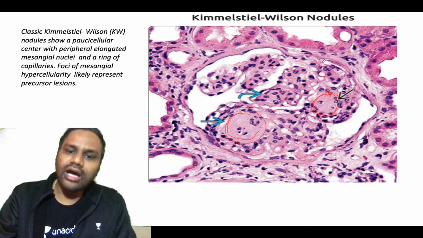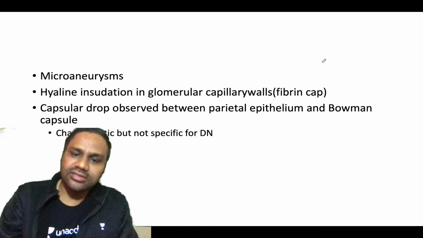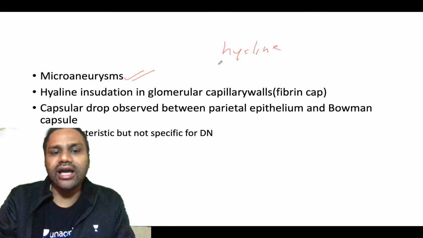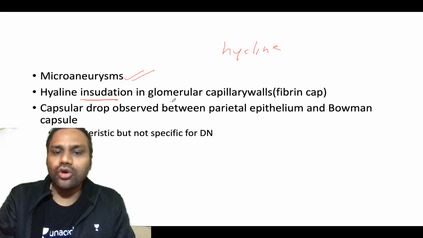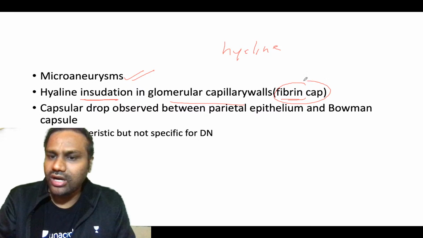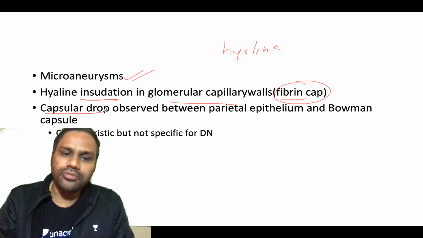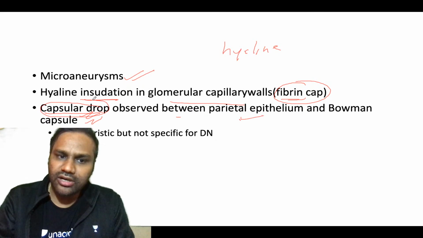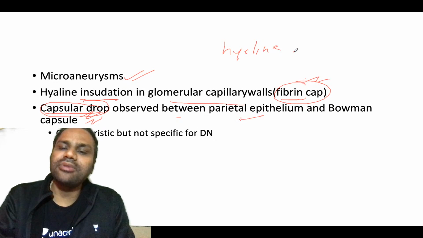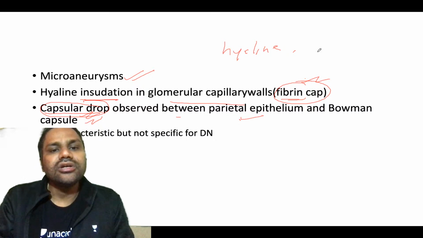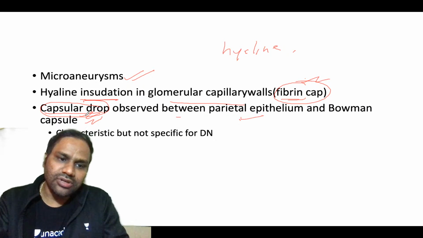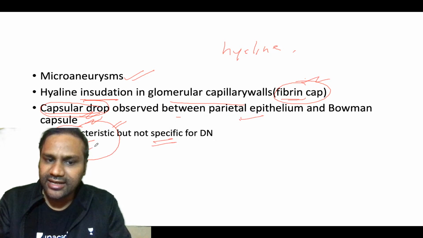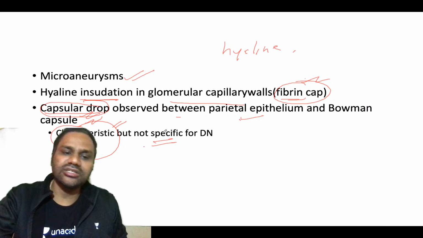Now coming to the other things which you can see, microaneurysm. You can see hyaline insudations in glomerular capillary wall that are known as fibrin caps. Also you can see capsular drops, which are absorbed between the parietal epithelium and the Bowman's capsule. So you can see capsular drops, fibrin caps, and Kimmelstiel-Wilson nodules. Remember these capsular drops are characteristic of diabetic nephropathy, but they are not specific.